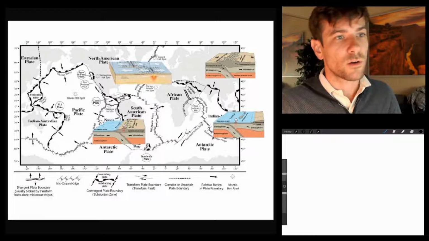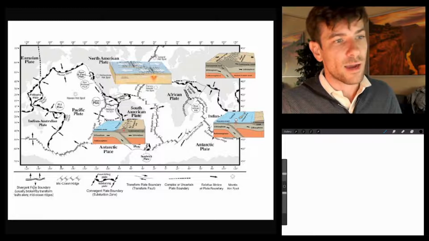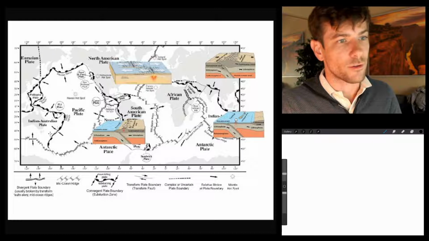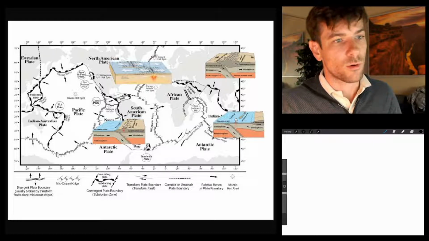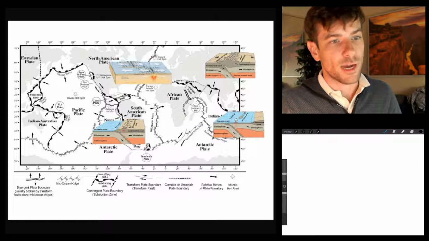Okay, and so again, we return to this, which is a map of all the major plates, and the boundary type is denoted here with either these lines with the little boxes on them, or these things, however you describe that. These are mid-ocean ridges. These are convergent plate boundaries. You could also just say this is a divergent boundary, and this is a convergent boundary, right?